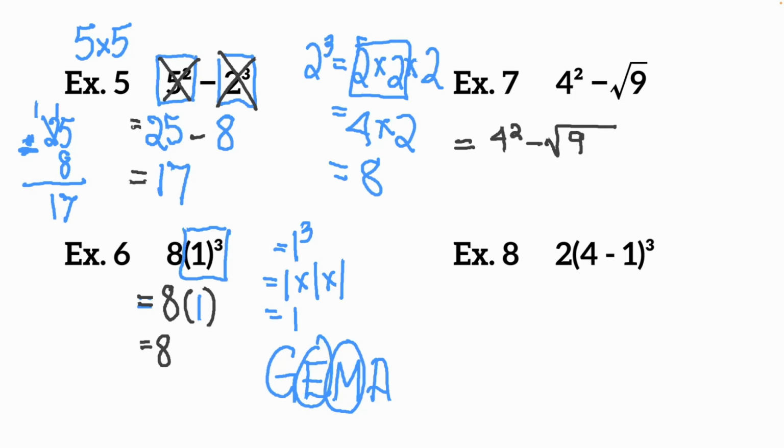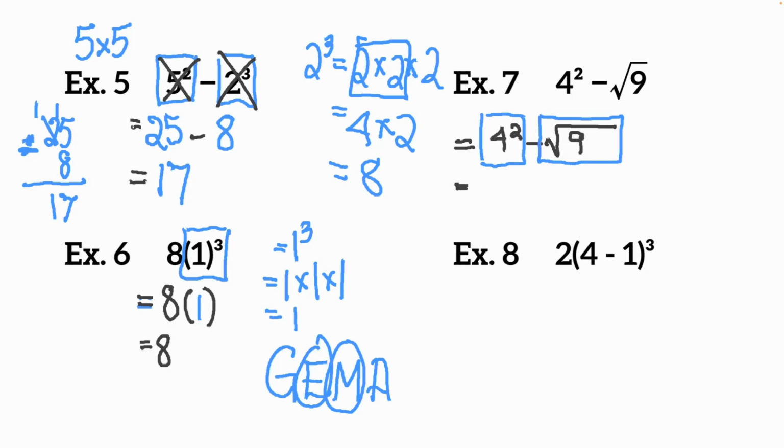So we have 4 squared minus the square root of 9. Any ideas where I should start with this expression? I would start with the 4 squared. Absolutely. We'll do exponents before subtraction. But that's not our only exponent, is it? Do you see it? The square root of 9, yes. And so they don't share any numbers. I can go ahead and do them at the same time.